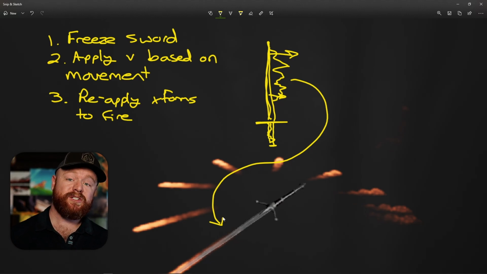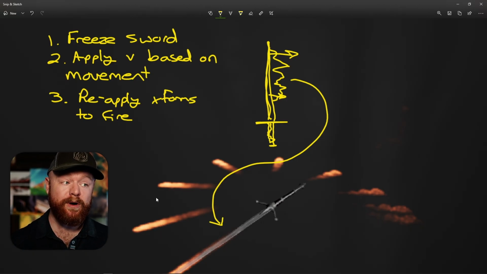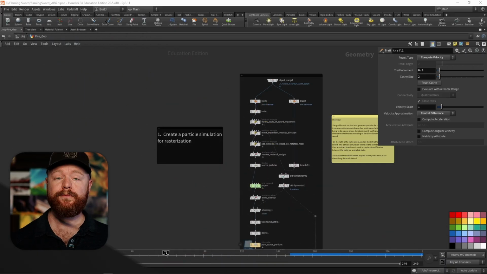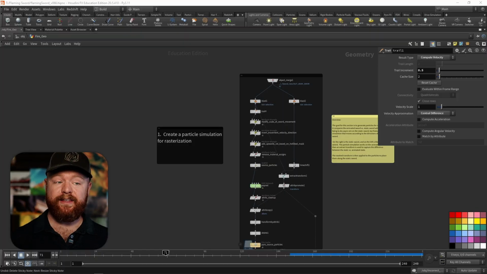And by doing this, it's going to take care of two of our problems. It's going to take care of the problem of the fire not reacting to the sword, and it's also going to take care of our stepping issue as well. If we dive into Houdini, this network seems a little bit complicated, but we can simplify this by saying that the first section here is going to create a particle simulation for rasterization.